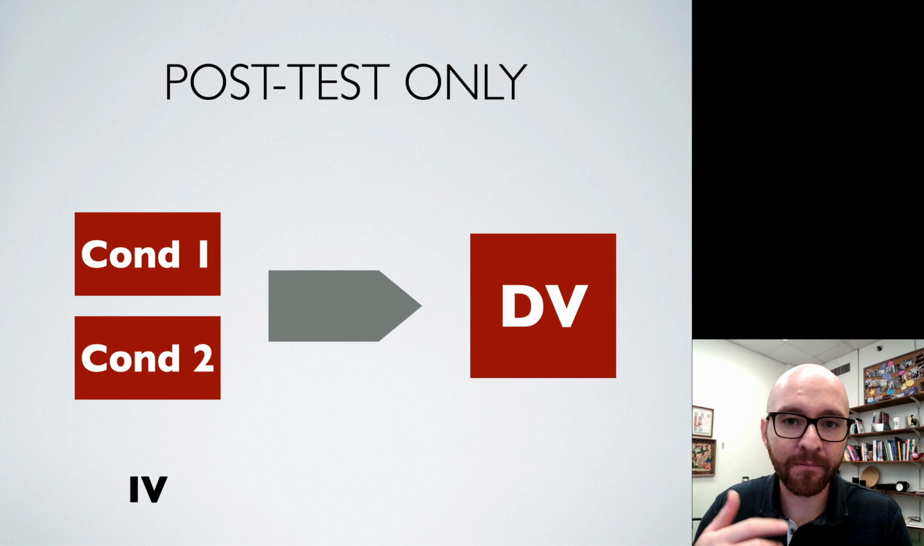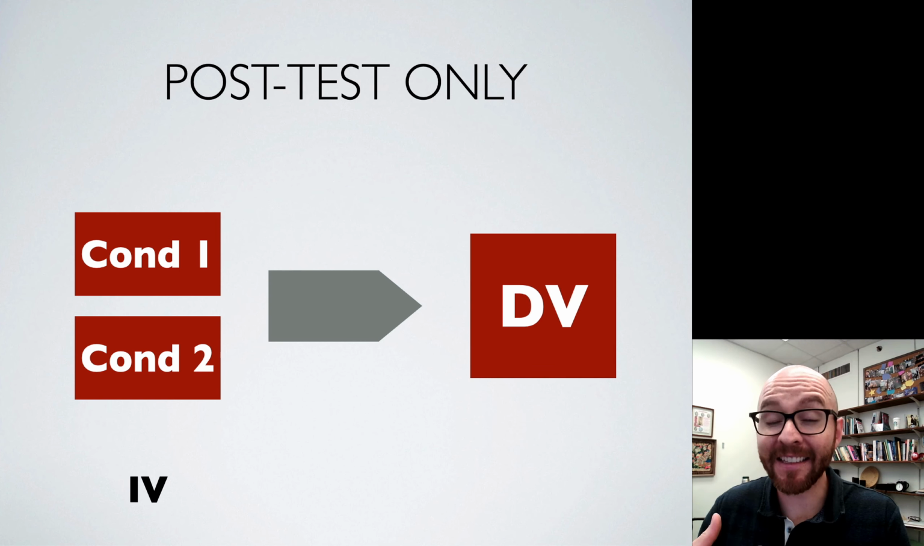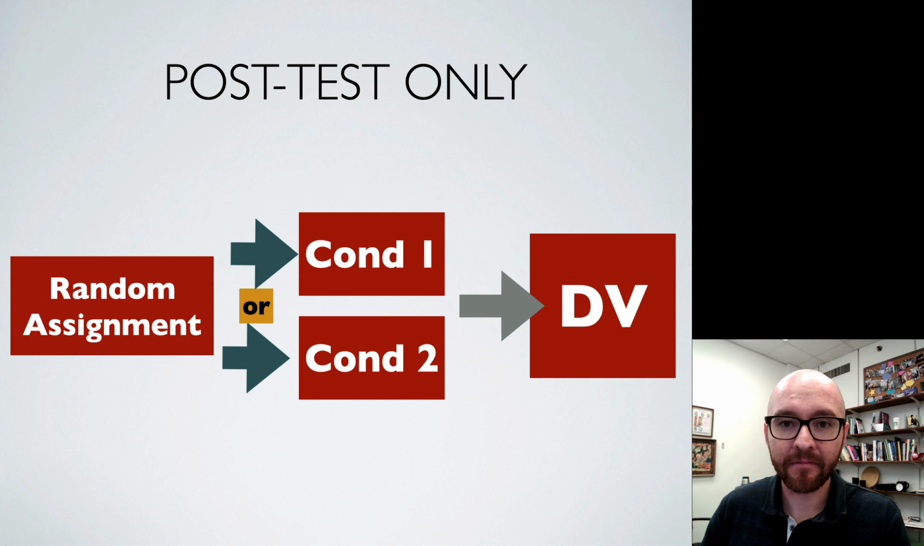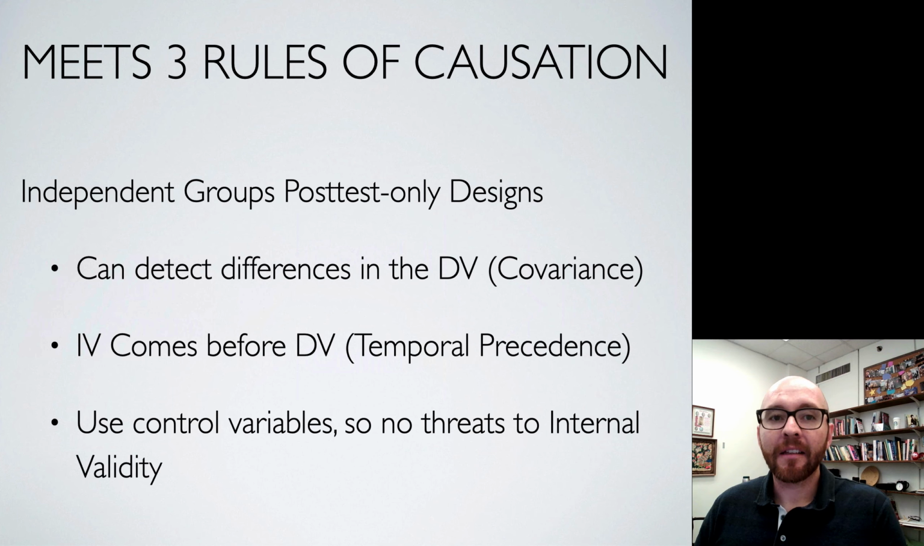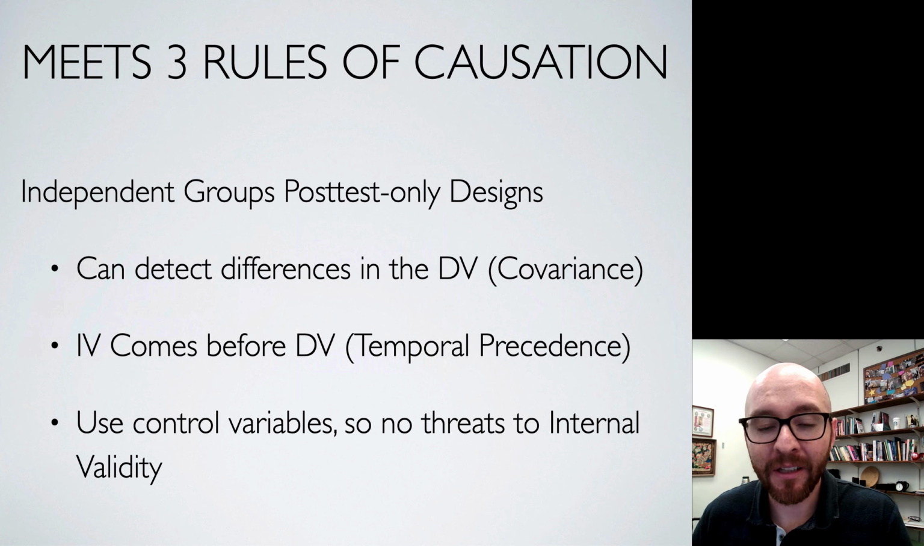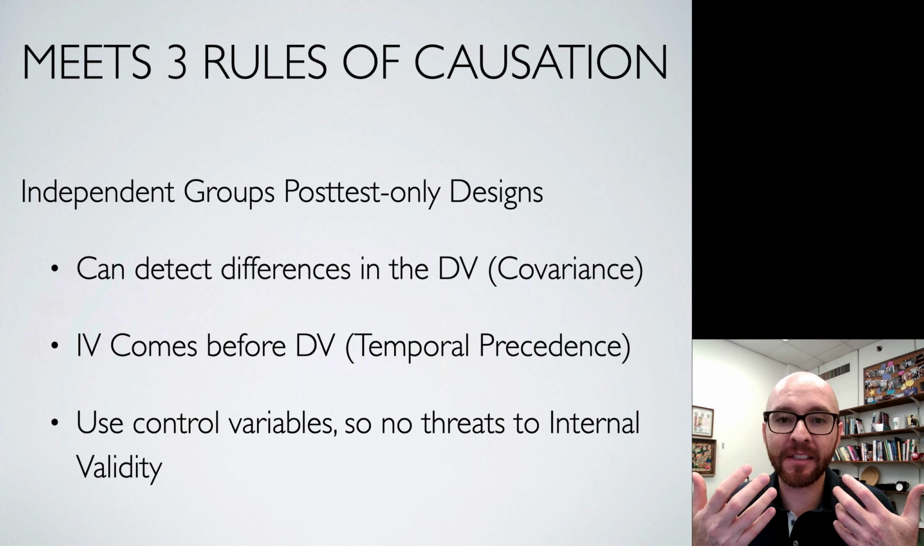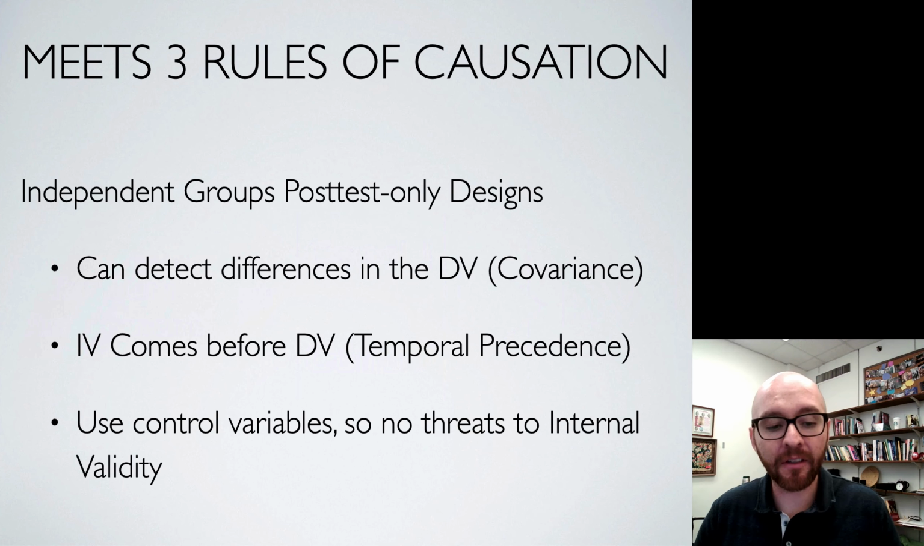Now, this aspect of random assignment, that's necessary to make a causal claim. Keep that in mind. You need that random assignment. This kind of design meets the 3 rules of causation, right? That's kind of why I'm emphasizing random assignment. That's why I'm emphasizing that the IV came before the DV.